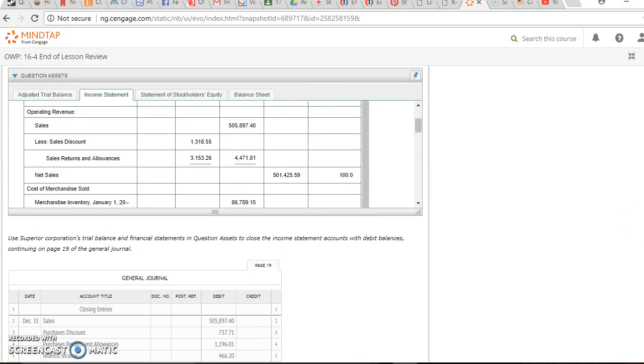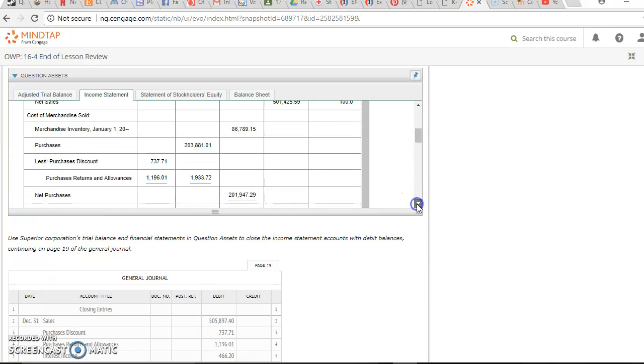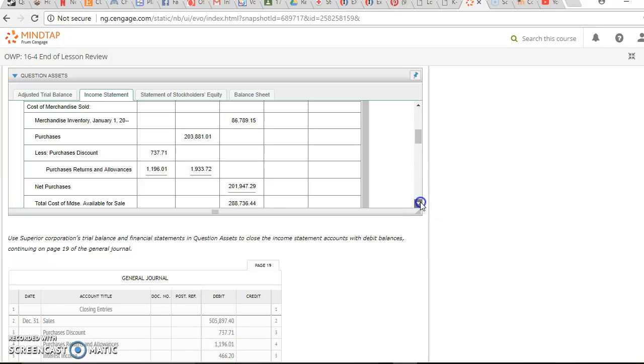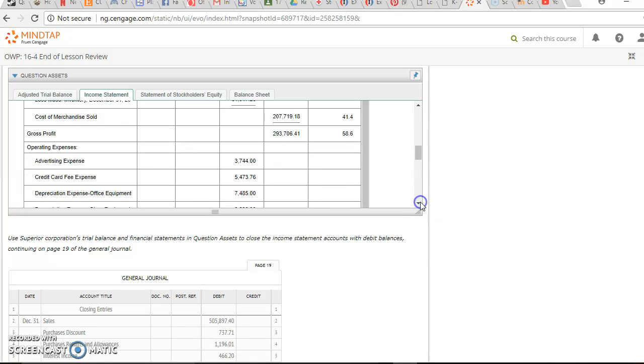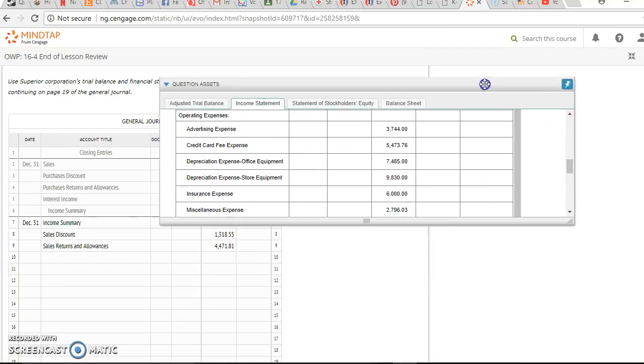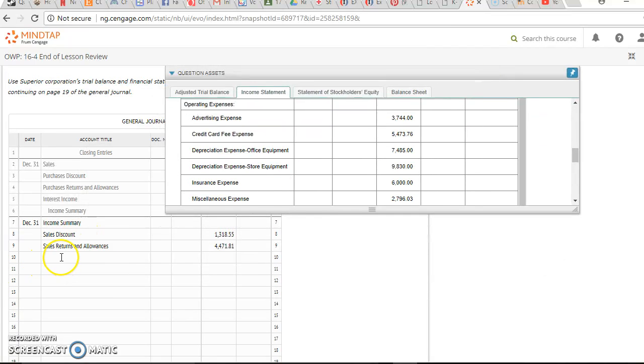Purchases discount we already closed, those have credits, so we debited them. And then all of these expense accounts have debit balances, so we're going to credit them and close them here, and move those down here. So we need to plug these in. Plug the rest of these expenses in with their balances.